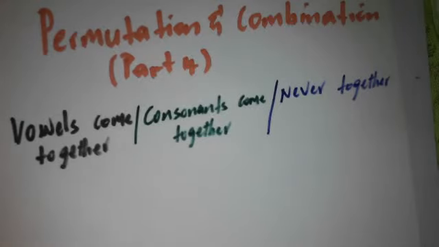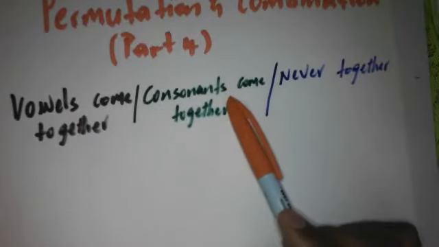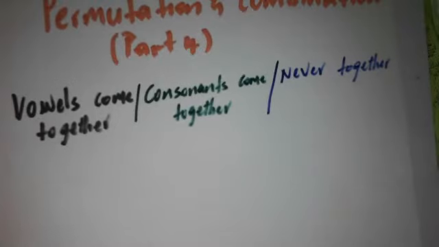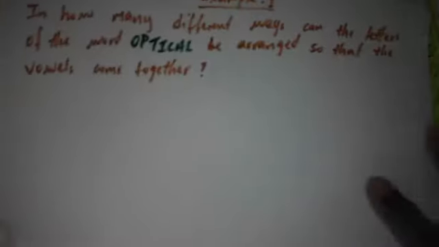This video is part 4 of the series of permutation and combination videos. This one is about when vowels come together, when consonants come together, or when vowels never come together or consonants never come together. Okay? The best way to explain this is with an example. So let's look at example 1.